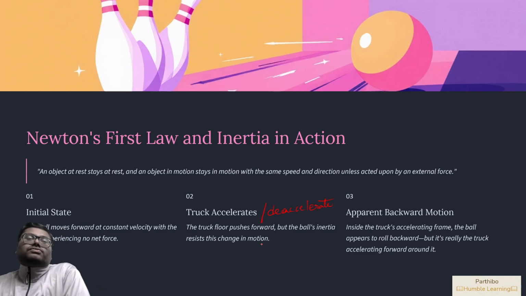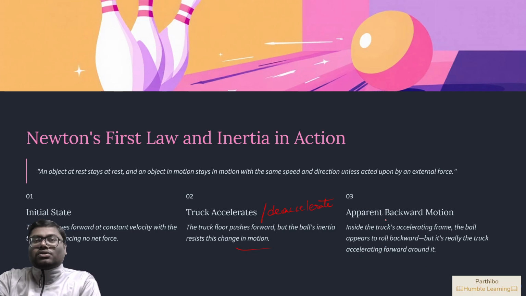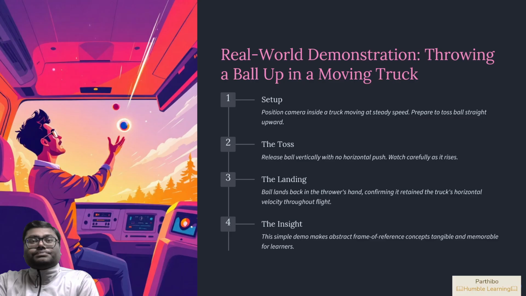The truck floor moves forward, but the ball's inertia restricts the change in motion. So, the apparent backward motion inside the truck's accelerating frame: the ball appeared to roll backward, but it is really the truck accelerating forward around it. Before this, we were talking about deceleration, but if the truck accelerates, even then we'll see the ball pushing backward. So there is also a pseudo force acting there. That's how it works.